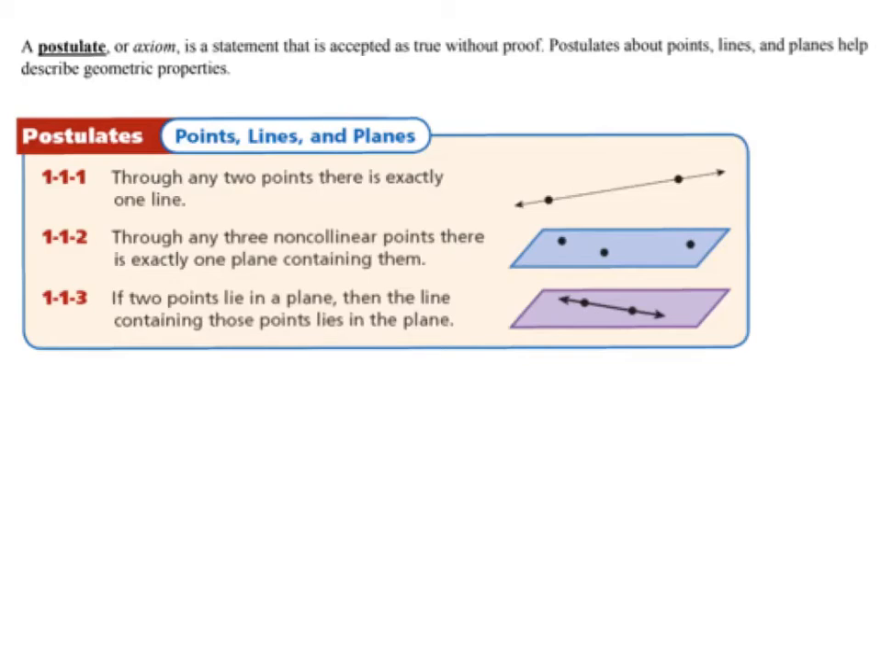So if we look at these three postulates about points, lines, and planes, the first postulate says through any two points, there's exactly one line. Well, yeah, that makes sense. If I just have any 2 points, I can draw a line through those points. No problem, right? That makes a lot of sense.